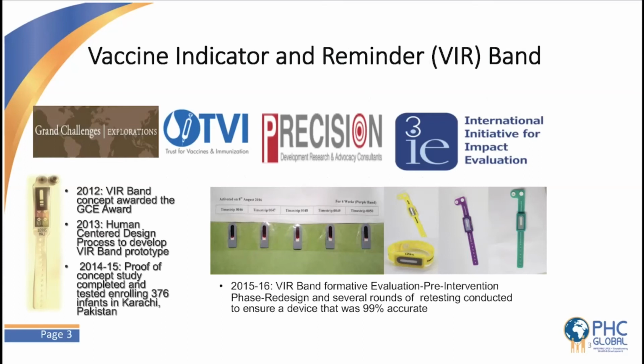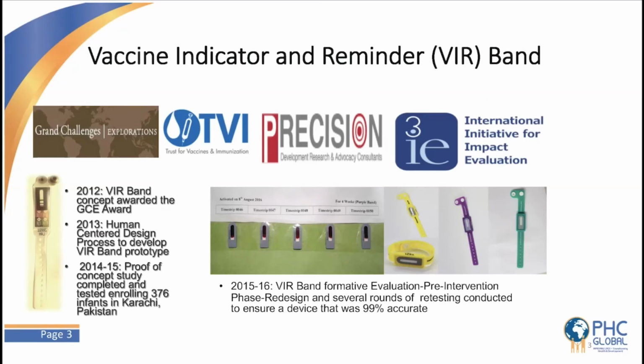In Pakistan, 8% of the children who receive their first dose of BCG vaccine at birth never complete their third dose of pentavalent vaccine. To address this gap, the VIR band was conceived in a dream. It became a concept and in November of 2012 was awarded the Gates Foundation Grand Challenges Exploration Innovations in Health. The VIR band is a mechanical device.